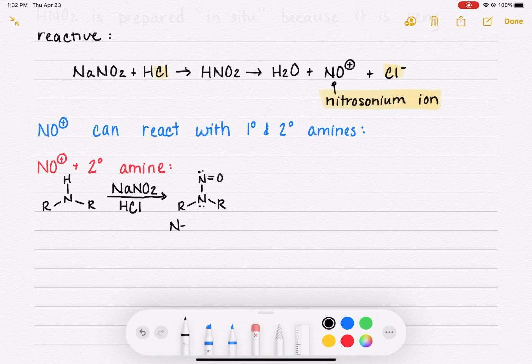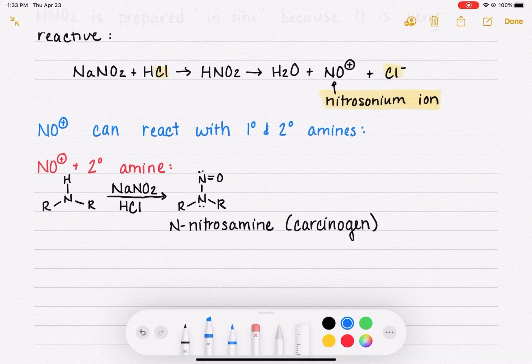So this is an N-nitrosamine. It gets its name because it is an amine with a nitroso group on the nitrogen. That's what that N stands for in the front of the name. And these N-nitrosamines are not very useful to us. They are strong carcinogens. This particular reaction is the reason that people are concerned about eating meats with nitrites in them. This is the reason that we try to avoid nitrites in our diet.